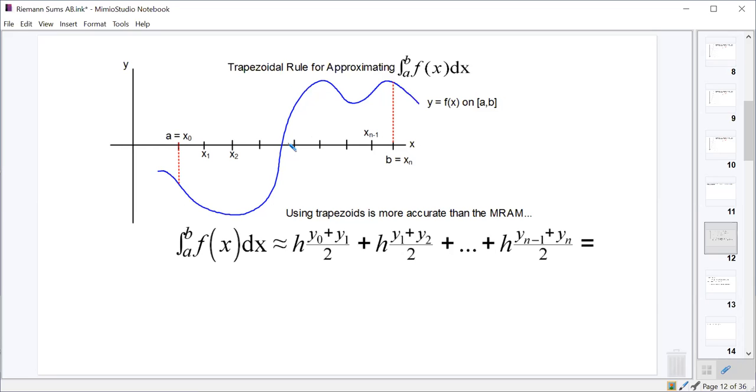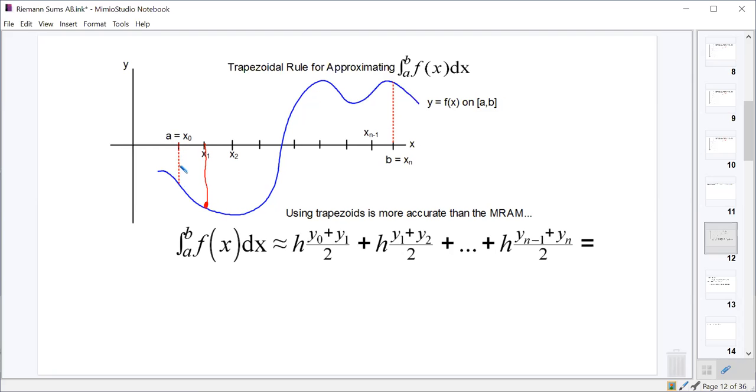So a trapezoid is just a shape that's got two sides that are parallel, right? It's like this is a trapezoid, right? Something like that is a trapezoid. These don't have to be equal to each other, right? You just have to have the 2 parallel bases for it to be a trapezoid. And so what we're going to do is we're going to have a bunch of trapezoids that are standing on their sides.